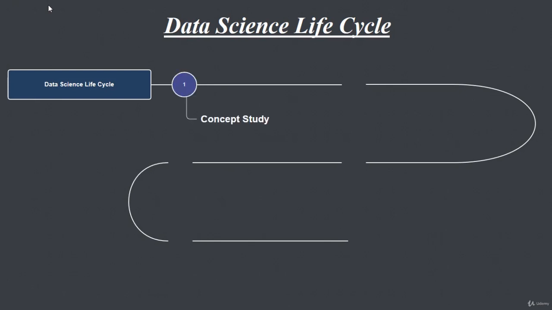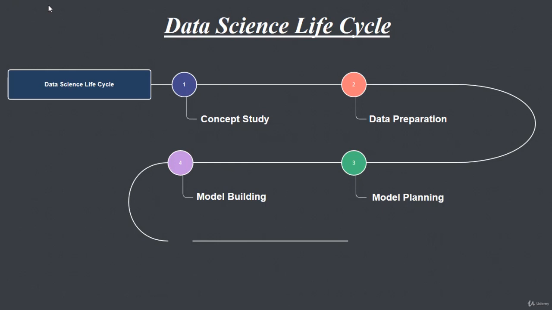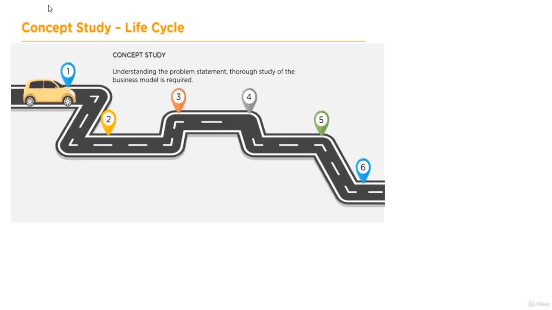The first one is concept study. The second one is data preparation. The third one is model planning. The fourth one is model building. The fifth one is communication. And lastly, the sixth step is operationalize. Let us look in detail at each of these steps. We'll start with concept study.